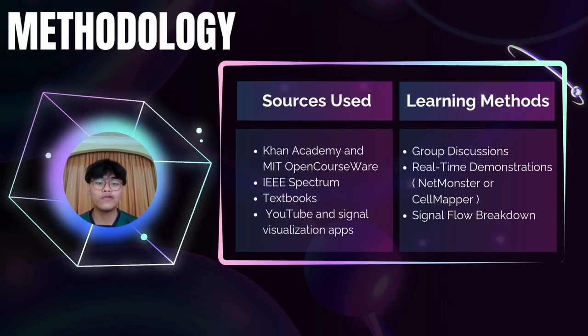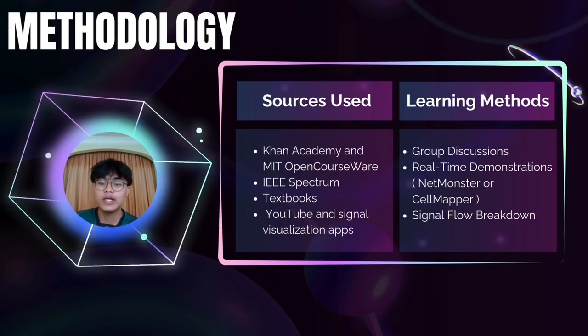Next, we move on to the learning methods. Number 1, we have group discussion. We did group discussions regularly to discuss key topics. Next, we have real-life demonstration, where we explored live signal tracking using smartphone apps like NetMonster or CellMapper. It helped us to visualize how signals jump between towers and how signal strength varies in different areas.